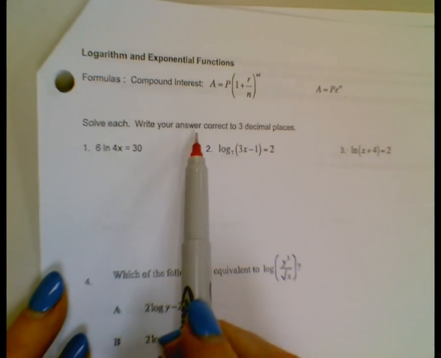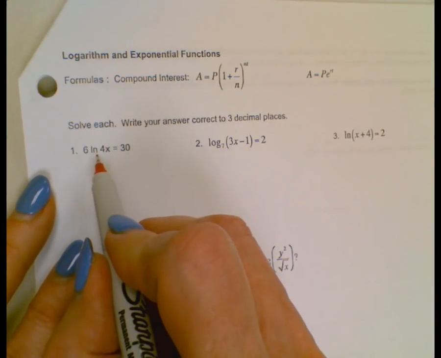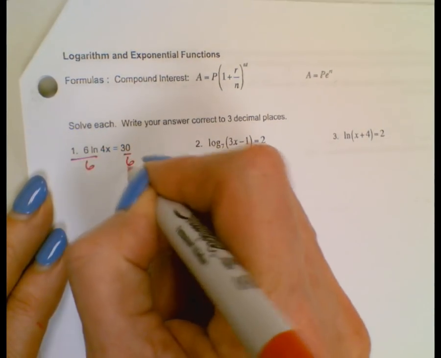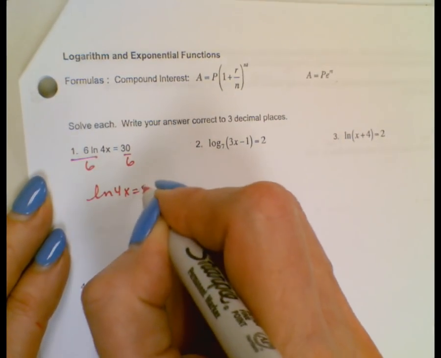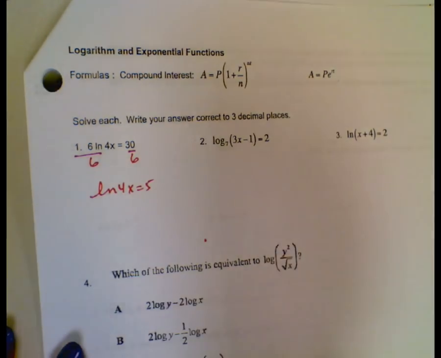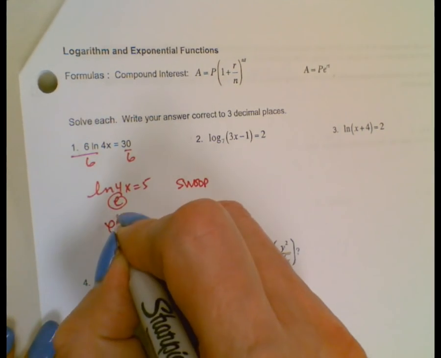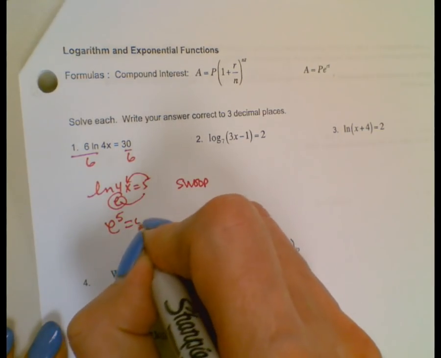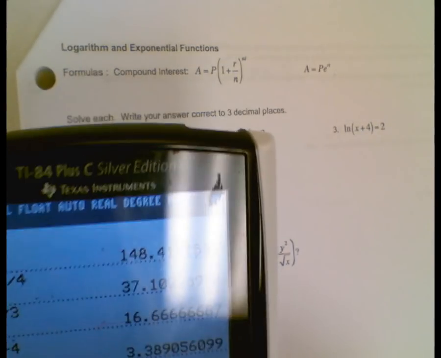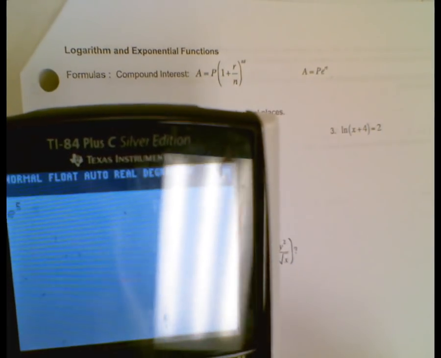So we're going to solve. Write your answer correct to 3 decimal places. This problem has a single log on the left-hand side, so we're going to solve for x. So first we need to get rid of 6. So the first thing you want to do is get rid of 6. So you have natural log of 4x equals 5. And you can't do anything with the 4 right now because it's in between natural log and x, but you can swoop it by taking base e to the 5th, setting it equal to 4x, and then dividing by 4. So it's e raised to the 5th power divided by 4.